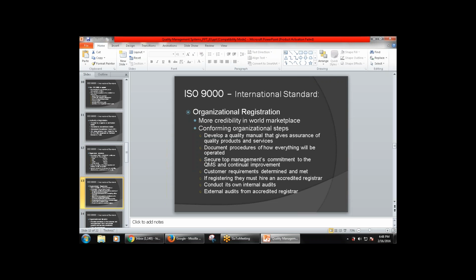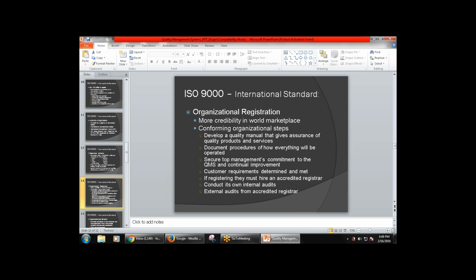Now, how does an organization get registered for ISO 9000? There is more credibility in the world marketplace when an organization is registered for ISO 9000, and that also means conforming to the organization steps. Now, what are the various steps used?